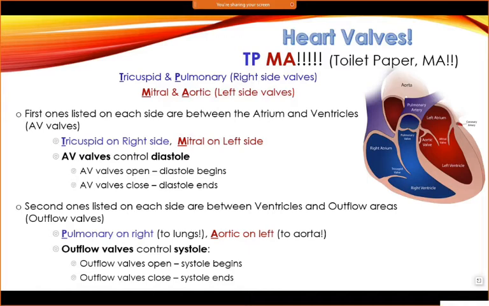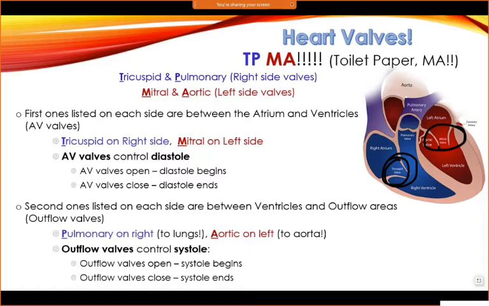But the first ones listed are, if we're looking at your little heart here, we have two kinds of valves. We have the valves that are in between the atrium and the ventricle. They're well known as AV valves, which is amazing because they're not aortic. They are between the atrium and the ventricle, so they're AV valves. Your AV valves are the ones that control flow from your atrium to your ventricle. They're the first ones listed. So in TP, the top one, the T is your AV valve, and in MA, the M is your AV valve. Does that make sense? So your tricuspid and your mitral are the ones in between your atrium and your ventricle.